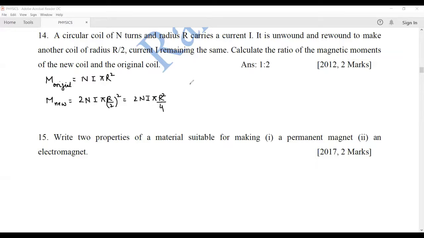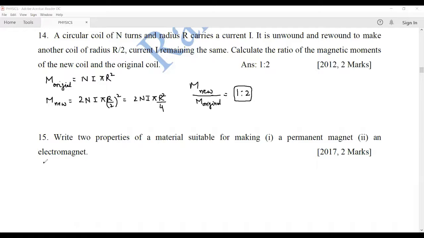Now here you have to find out the ratio of the new coil to the original coil. So let's divide these two equations. So the ratio is 1:2.